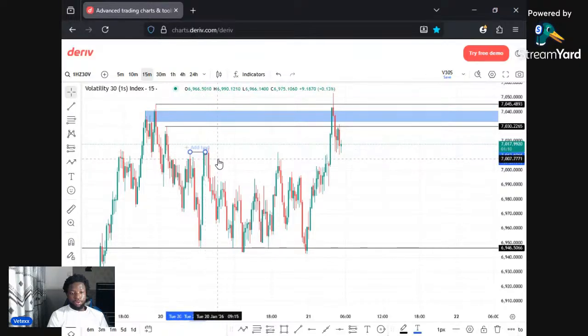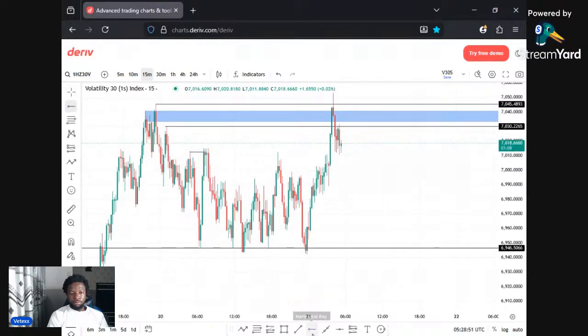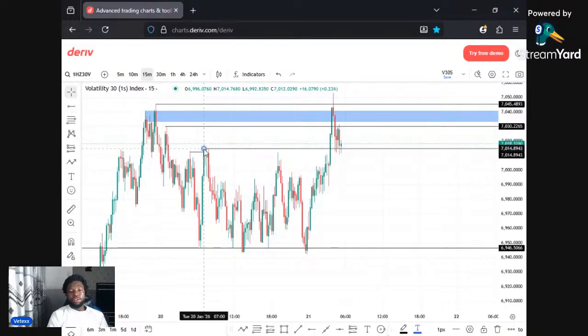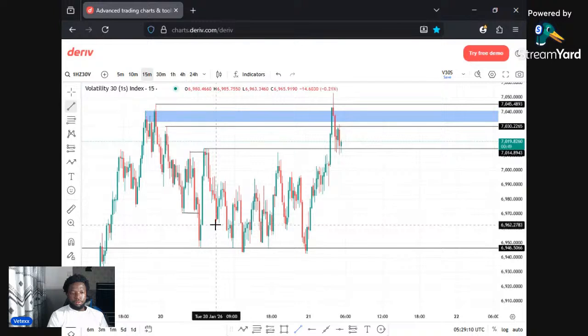So this is a sweep on the 15 minutes time frame. These are protected highs. This zone here becomes our first break of structure, and then price retraces 50% to give us our second break of structure, which is this. Let me cancel this.